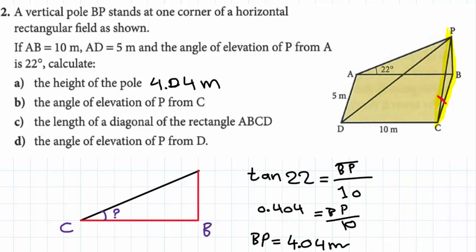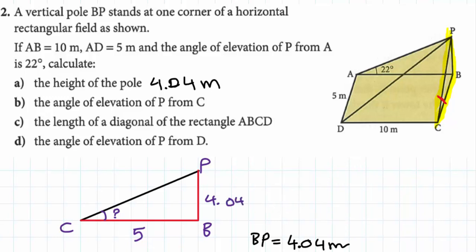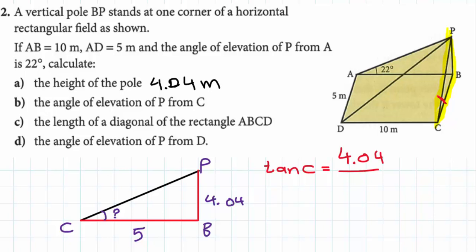But BC is given. AD is 5, so BC is also 5 meters. And this is P. We found BP, which is 4.04. How can we find this angle? As you see in the diagram of this triangle, two sides are given. According to this angle, one of the sides is opposite and the other side is adjacent. Then tan of angle C is equal to opposite, which is 4.04, over adjacent, which is 5.